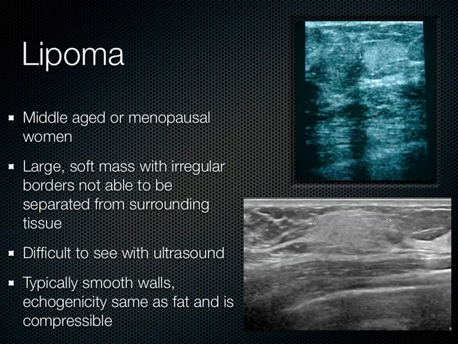Then there's lipomas, and this occurs more often in menopausal or middle-aged women, and just sort of large, soft masses with irregular borders. You can't seem to separate them from the surrounding tissues. These are difficult to see on ultrasound. You have to kind of really strain your eyes, but they usually have smooth walls, and the reason why they're so difficult to see is that they have the same echogenicity as fat. So we can see this lipoma here, and when you compress these, they're easily compressible.